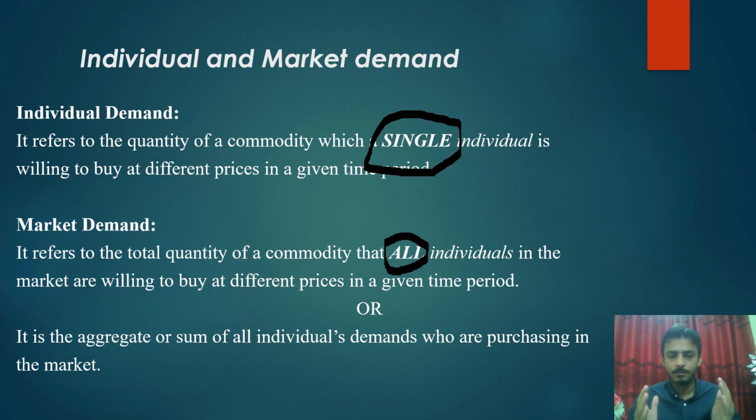For example, if in a market there are 10 people and all 10 are going to buy something, and we get the aggregate of all 10, it will give us the market demand, right? But if Mr. Ali is going to buy something in the market, it will be the individual demand. So look at the second definition of market demand. It is the aggregate or sum of all individuals' demands who are purchasing in the market.